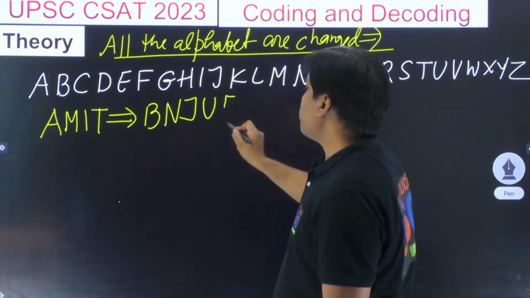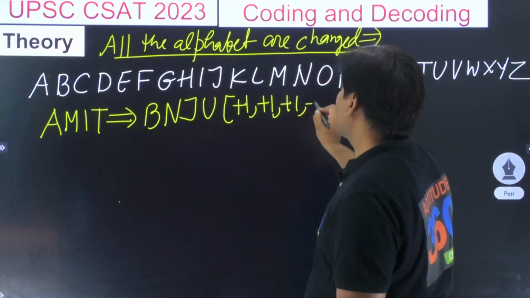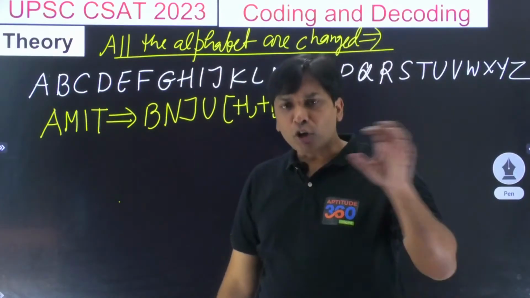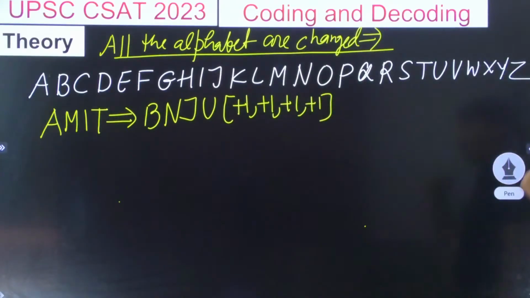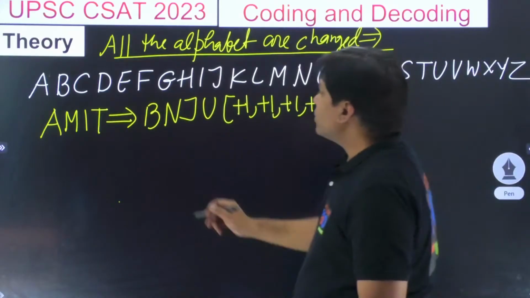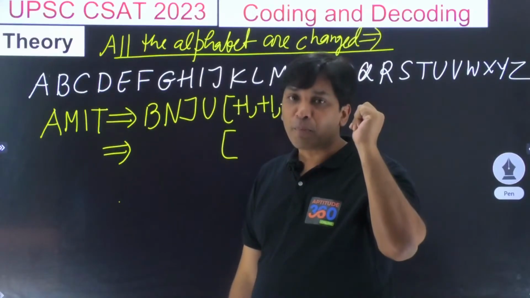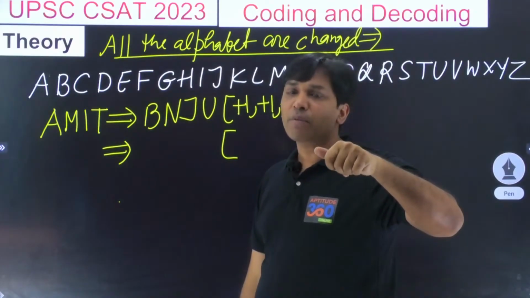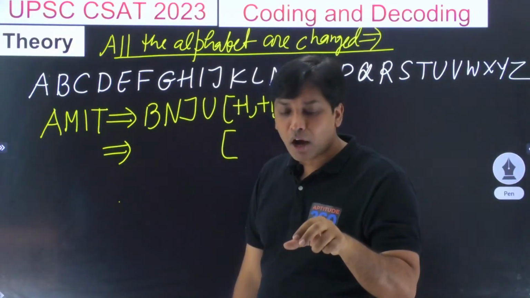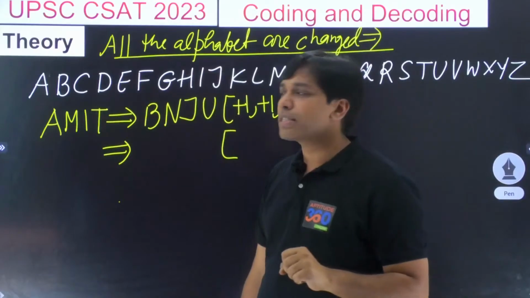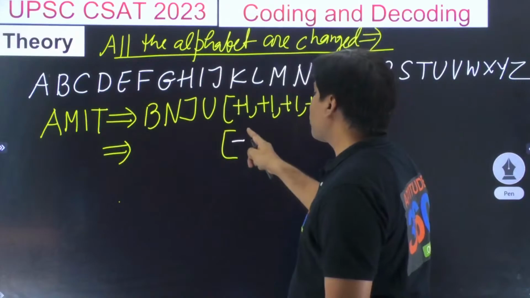So what did I do? All the alphabets are shifting in the forward direction by one step, isn't it? And this is the first thing that should pop up in your mind. The moment you see any coding and decoding problem, the first thing that should happen, and that happens by default, you see whether all of them are moving ahead by one step, or it may be a possibility that all of them are going backward by one step.